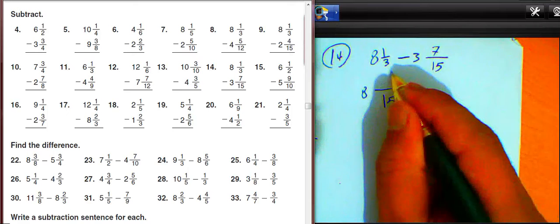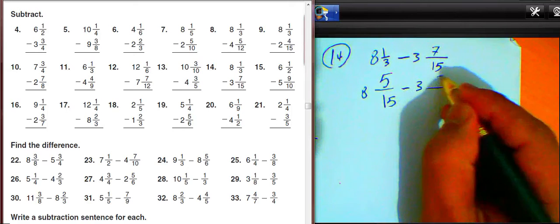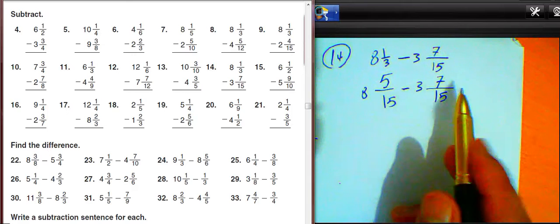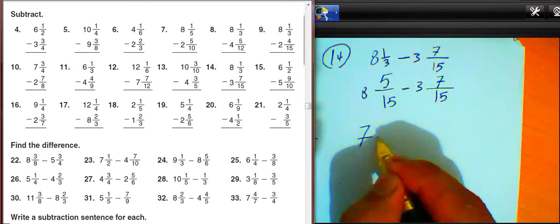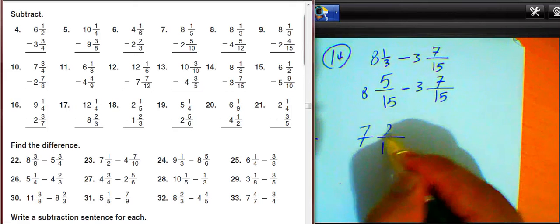3 times 5 equals 15, 1 times 5 equals 5. Subtract 3 and 7 over 15. 5 subtract 7, we can't do it, so we must borrow 1 from 8, will be 7, and write 15 here. 15 plus 5 equals 20.